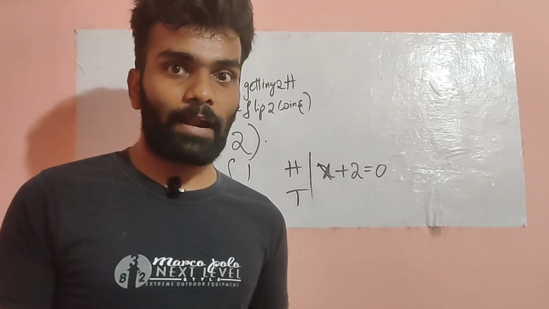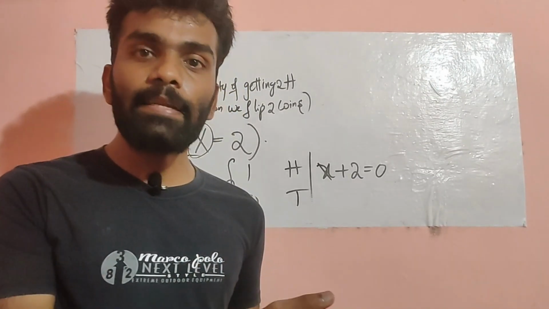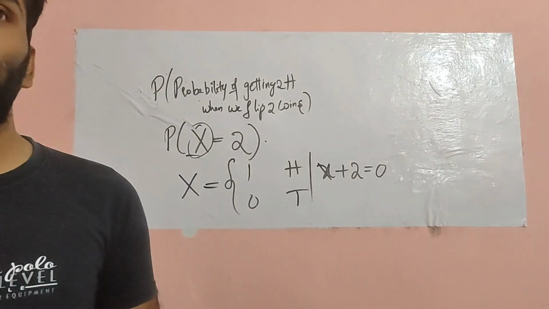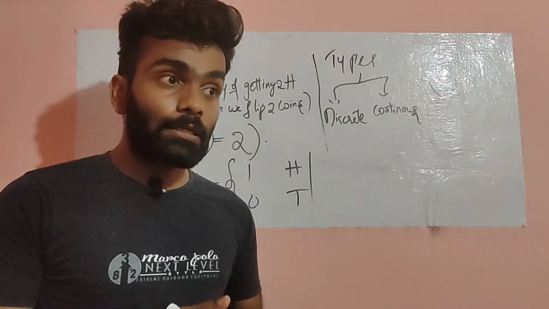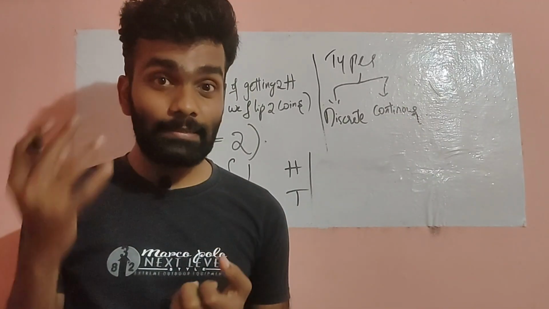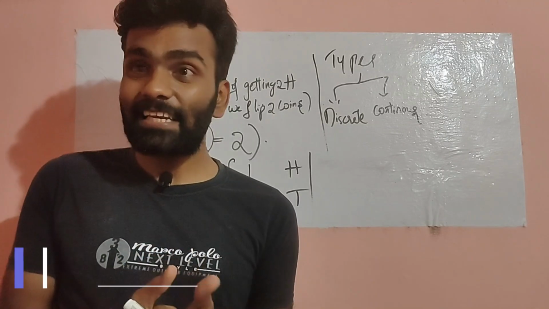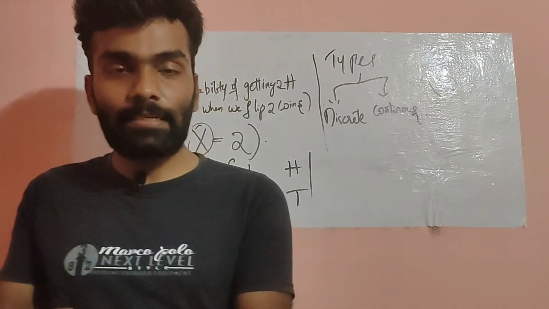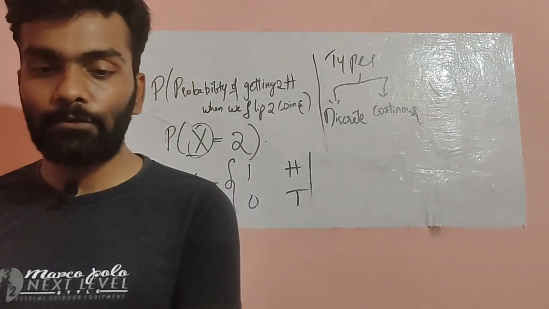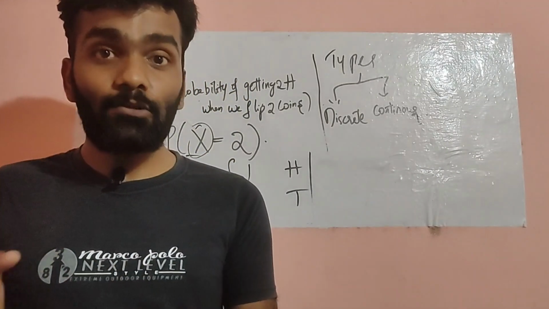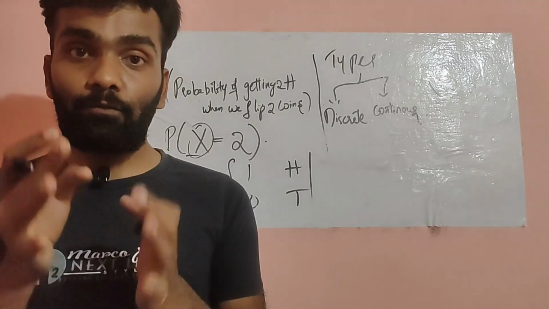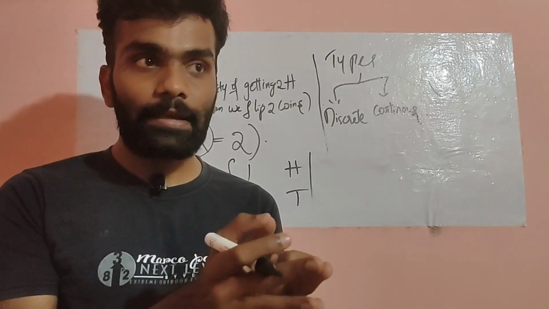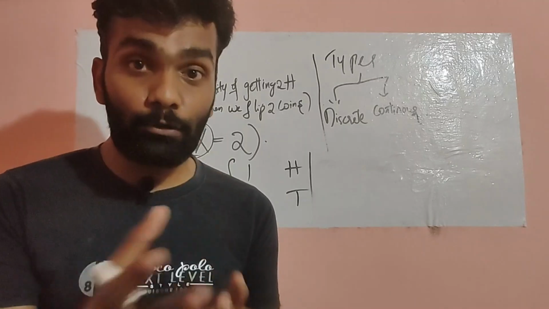So we have two types of random variable. One is discrete and the other is continuous random variable. When it comes to a discrete random variable, discrete means it will take only a finite number of distinct, or different, values. Whatever the values may be, they should be finite. We should be able to count them.